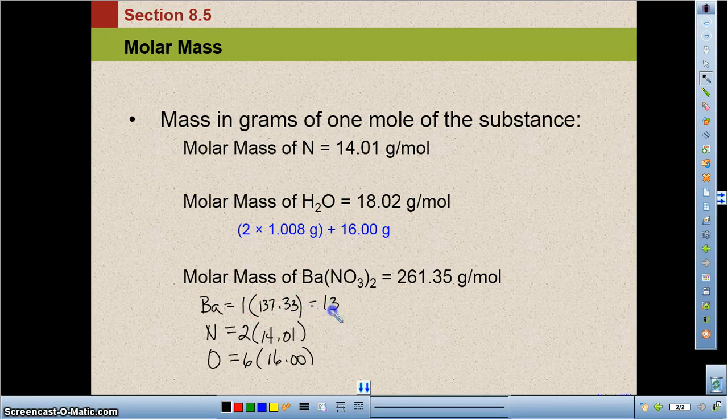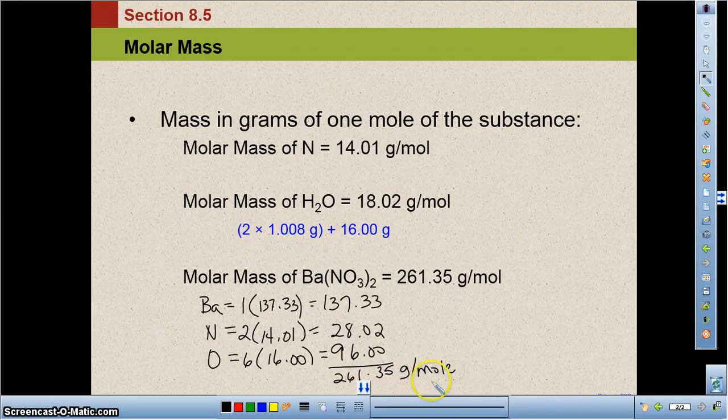So we just bring these over, and yes, you have to show your work. 0.02. The oxygen is a total of 96, and we're going to add all of these up, and we come up with 261.35, and the units are grams per mole.